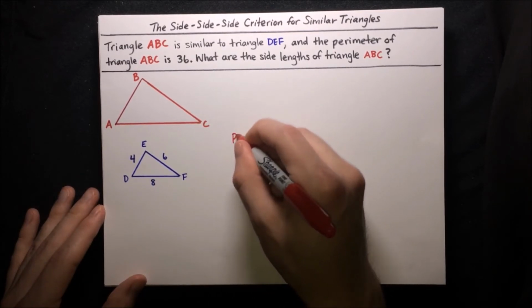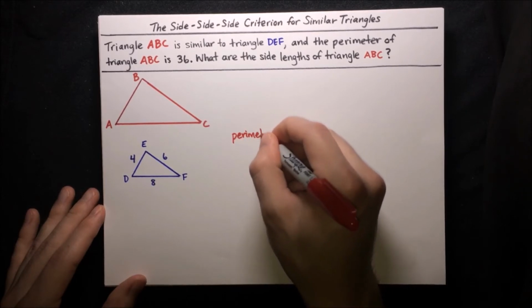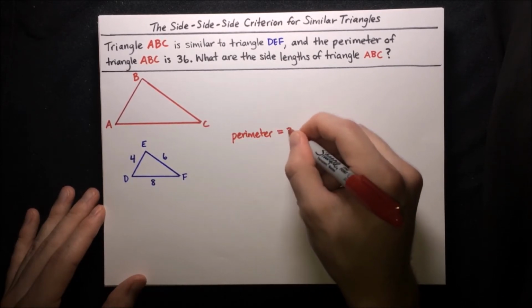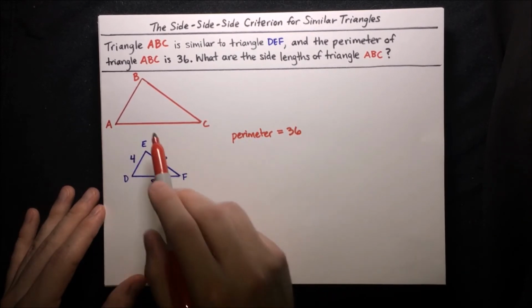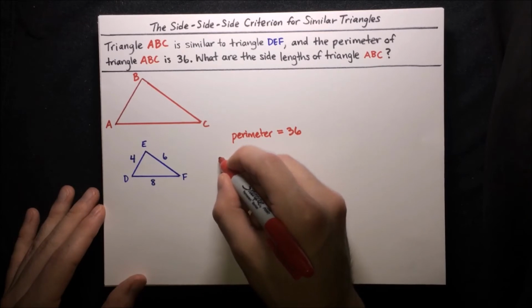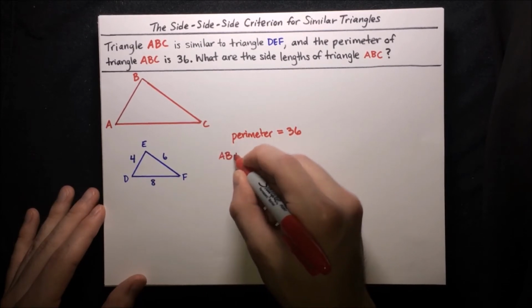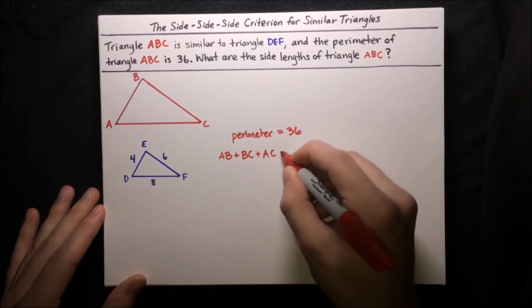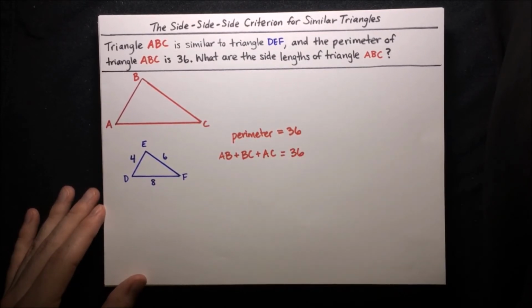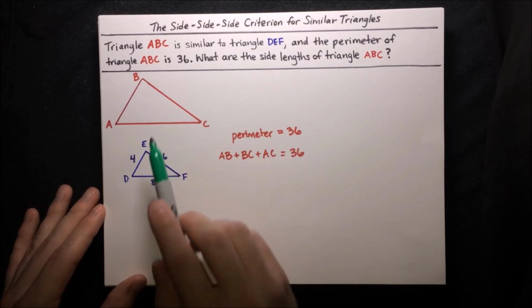We can write that the perimeter equals 36, and then looking at triangle ABC here, the perimeter is just the sum of the side lengths, so really just the length AB plus the length BC plus the length AC is equal to 36. Okay, well, we don't know what AB or BC or AC are, but is there any information that can help us find them? What else are we told in the problem? Well, we're told that triangle ABC is similar to the triangle DEF.